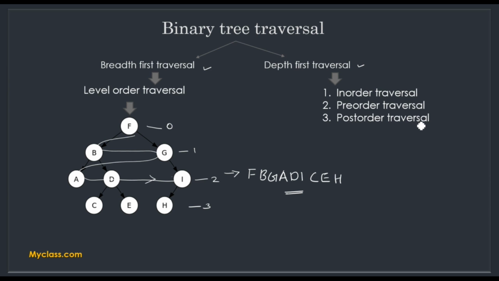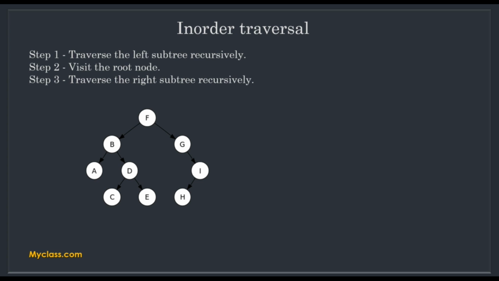So what is depth first traversal? There are three main types of depth first traversal: inorder traversal, preorder traversal and postorder traversal. Now we are discussing the recursive algorithm of inorder, preorder and postorder traversal. So this is the inorder traversal algorithm. Step 1 is traverse the left subtree recursively. Then visit the root node, then traverse the right subtree recursively. Easily we can write it like this: L, N, R. Left subtree, root node, right subtree.